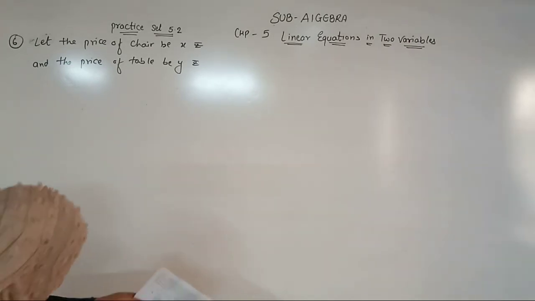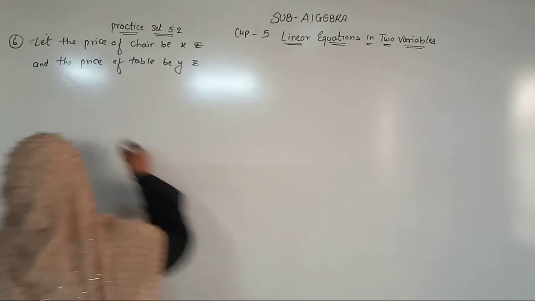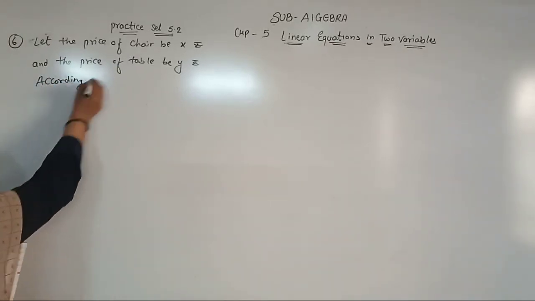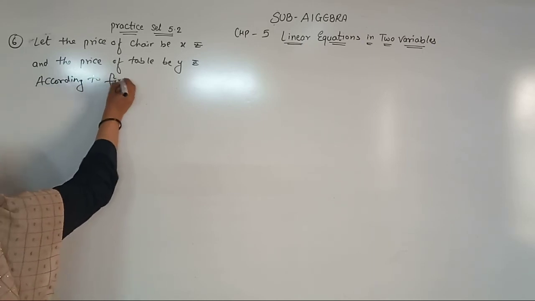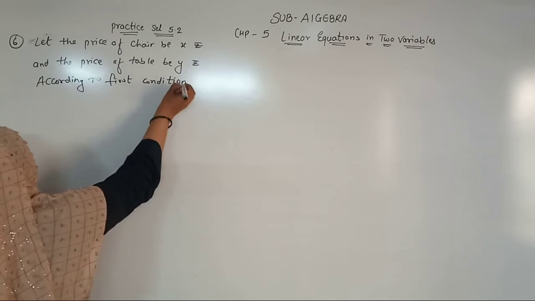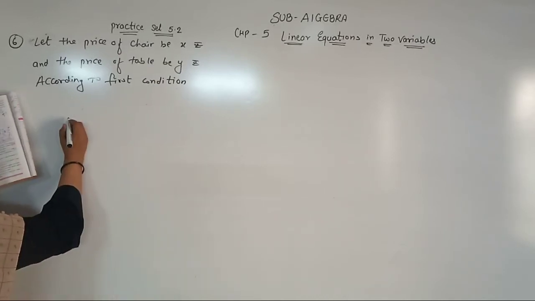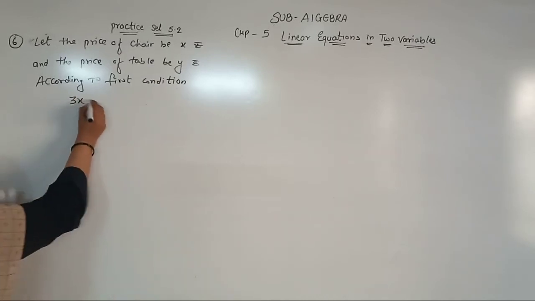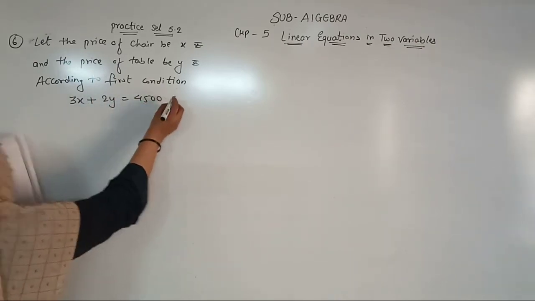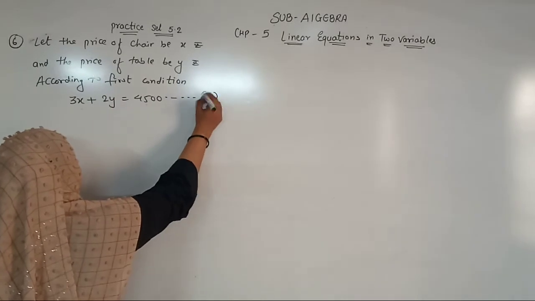Now next we will go for the first condition. So write according to first condition. Okay, what is the first condition, beta? 3 chairs means 3x, 2 tables means 2y equals 4500 rupees. That is our first condition.